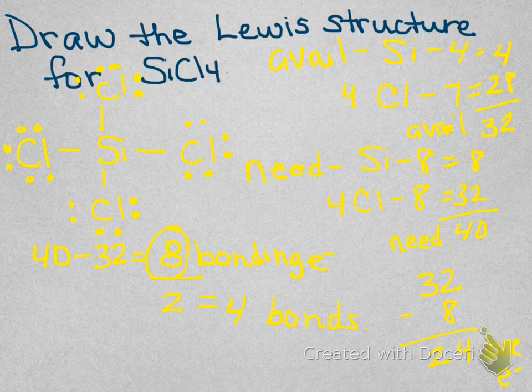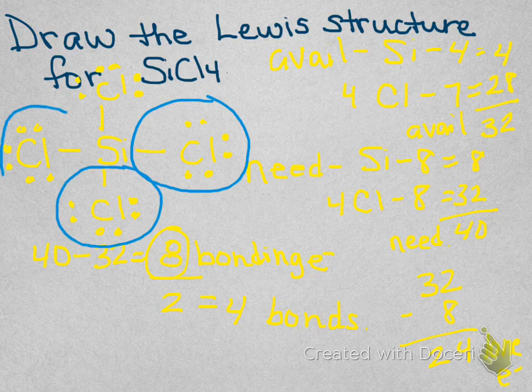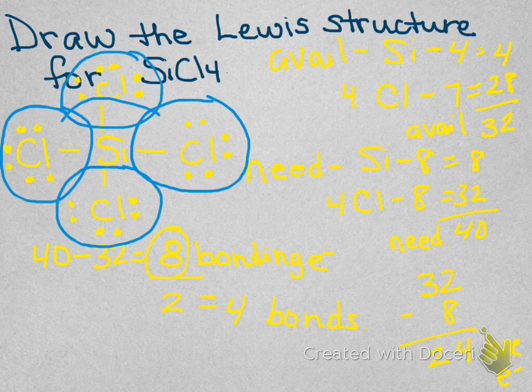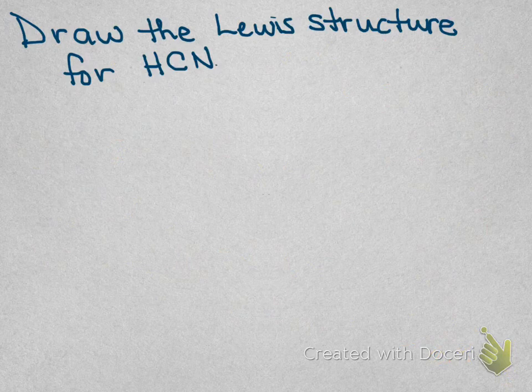And let's look. Each chlorine has 8 electrons. And then finally, silicon with 4 bonds has 8 valence electrons. So all of our atoms are in their most stable electron configurations. Let's do this one.